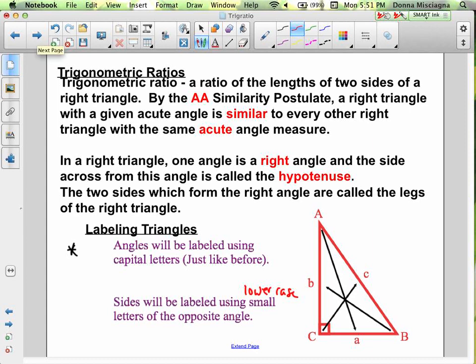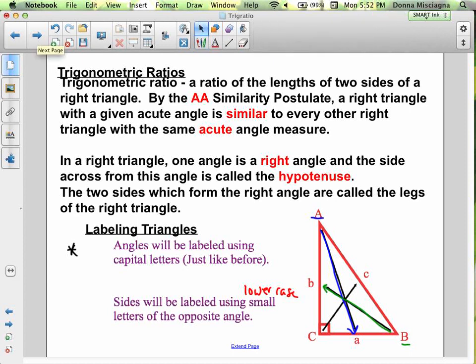Letters of the opposite angle. So notice in the diagram here, we have angle A. Opposite angle A on the other side of the triangle is side A. And now let's look at, color code here, angle B. Here's angle B. Opposite angle B on the other side of the triangle is side B.